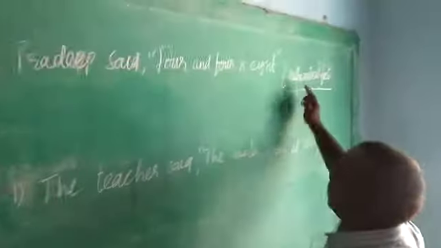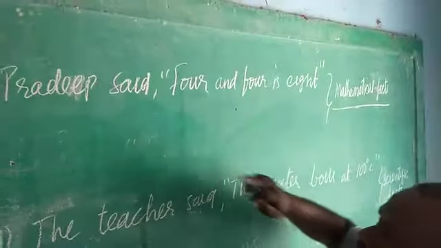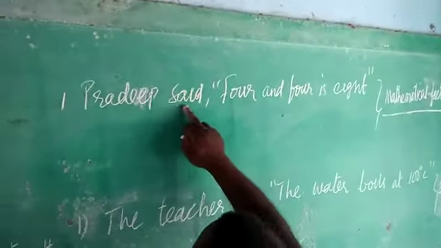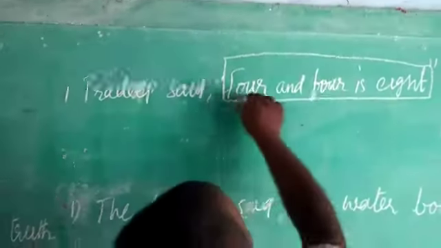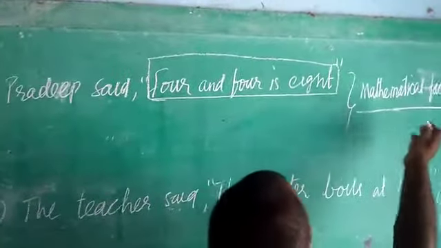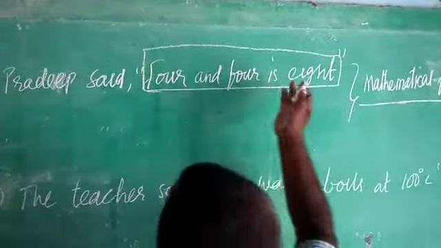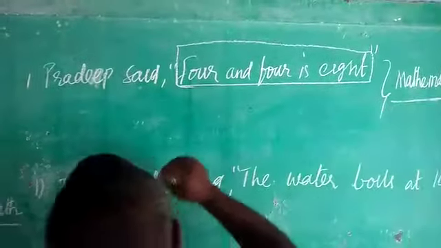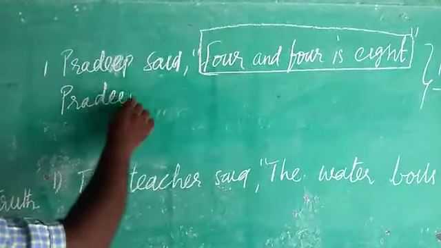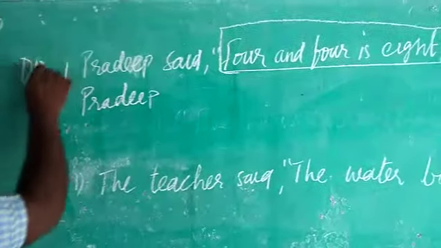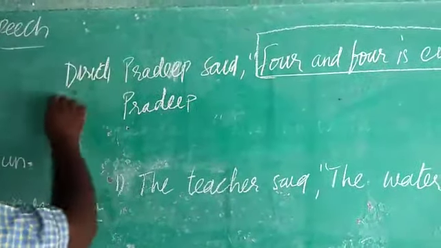Right. Let's go with the mathematical facts, children. Pradeep said, 4 and 4 is 8. It is a mathematical fact. It is a mathematical truth, as you all know. 4 plus 4 is what, children? 8, right. So, Pradeep, now we are changing direct to indirect.